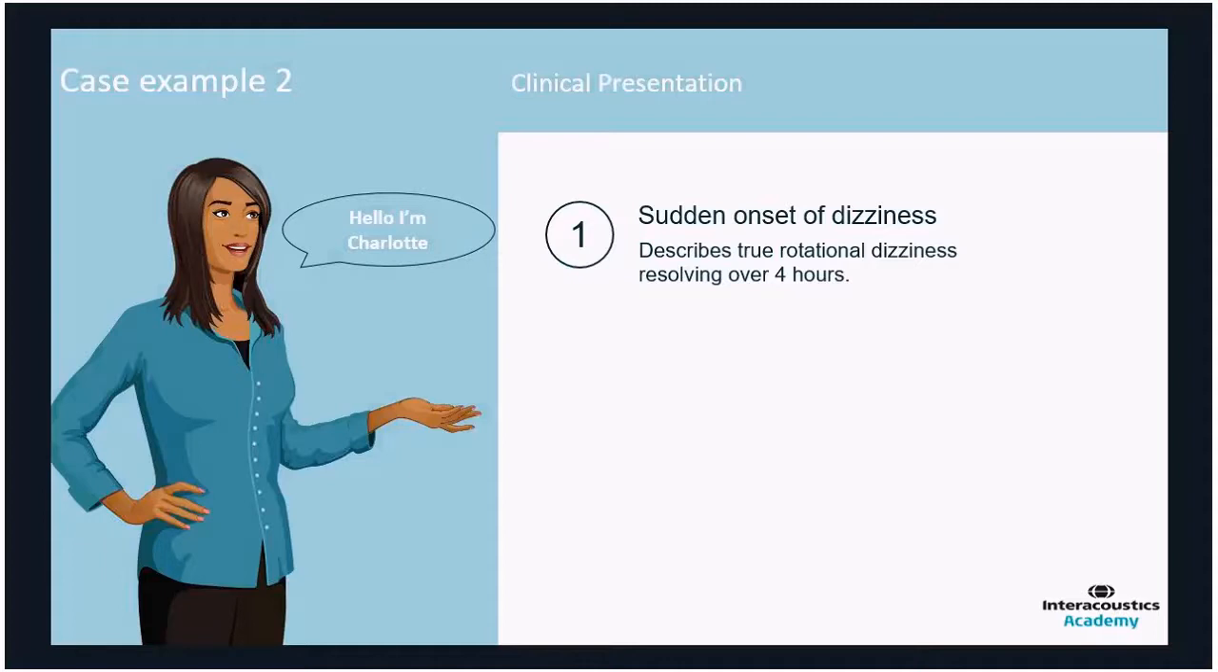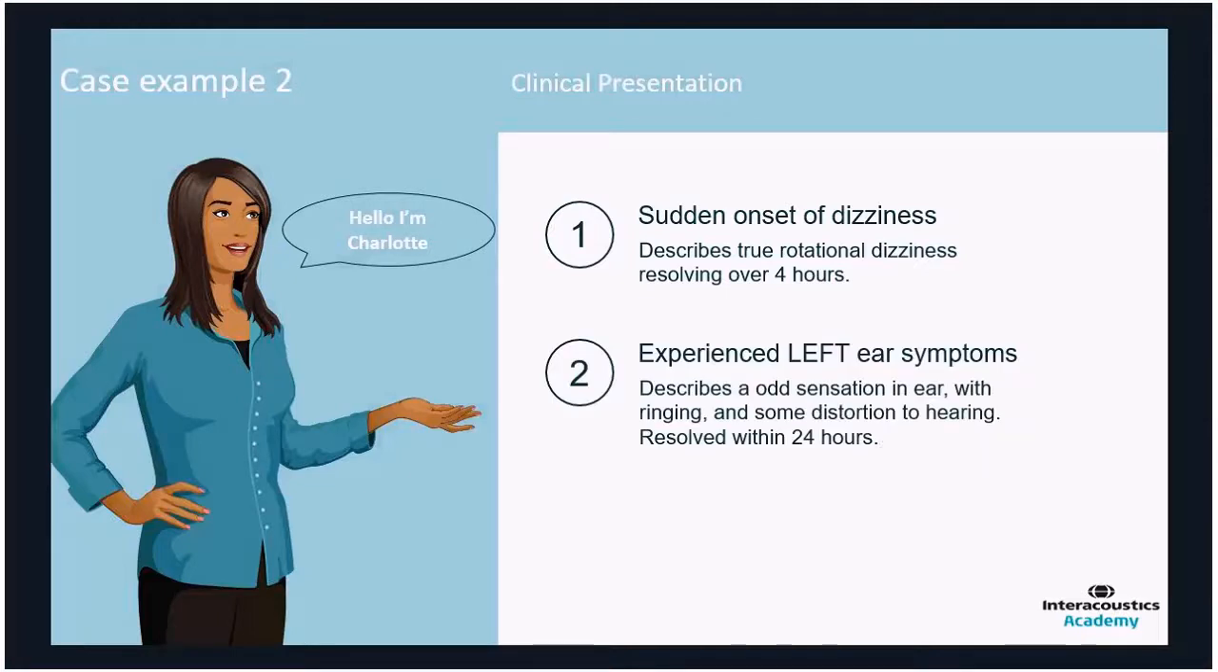However, whilst her dizziness is a true rotational dizziness, it resolves very quickly in real terms, in 4 hours. Not probably very quickly for her when she's experiencing that, but in terms of an actual attack, these are relatively shorter in duration than we may see with a vestibular neuronitis or a labyrinthitis event. She's also telling us she's experiencing some left ear symptoms. In her description, this is an odd sensation within her ear. She's reporting ringing, so we've got tinnitus in there as well, and she's describing some distortion to her hearing, which does resolve within a day or so of having dizziness.